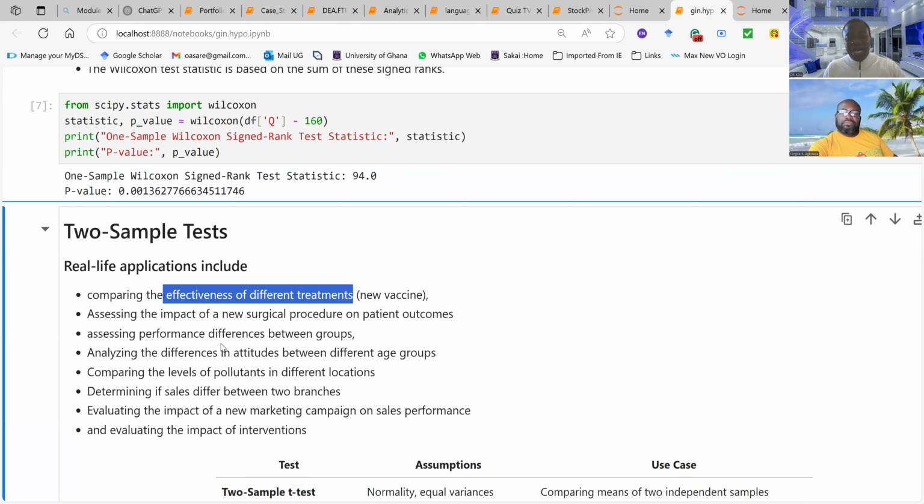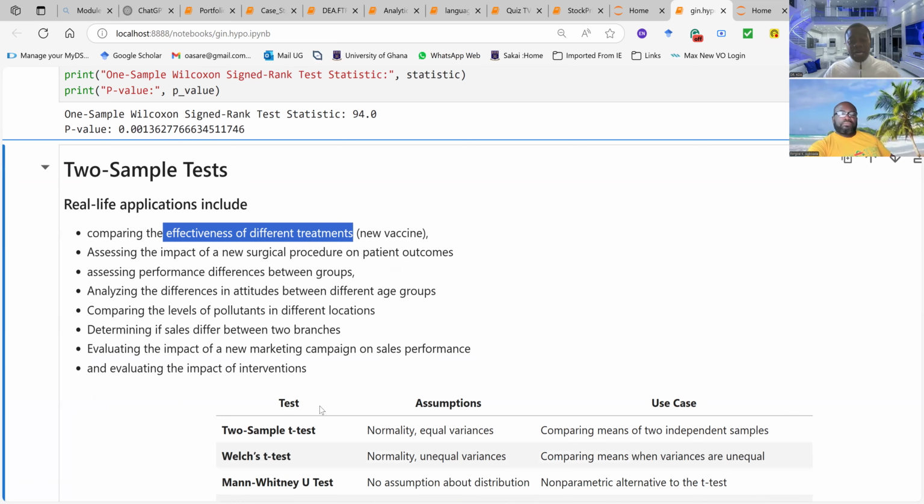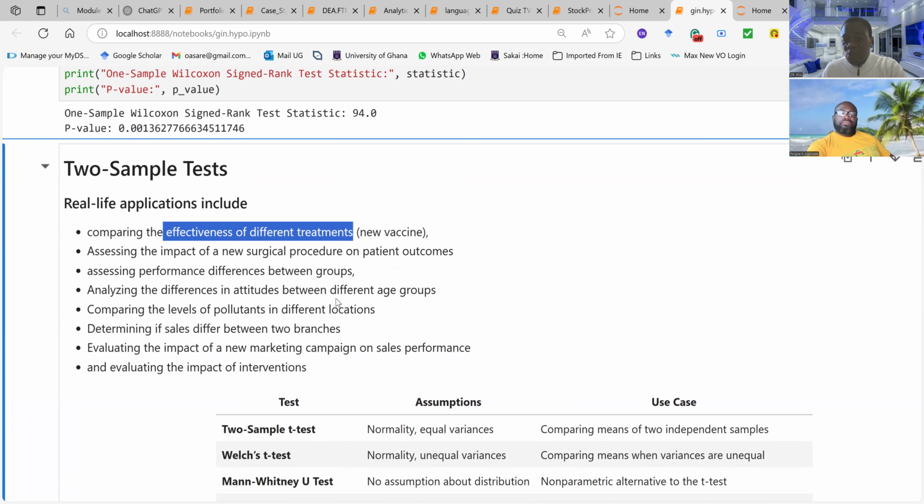Two samples can be used to assess performance differences between groups. Let's say you want to check whether foreign banks outperform domestic banks. Is that true? You can use a two-sample test. You can analyze the differences in attitude between different age groups, compare the levels of pollutants in different locations, determine if sales differ between two branches or between different countries, and evaluate the impact of a new marketing campaign on sales performance. In fact, you can even look at the effects of interventions.